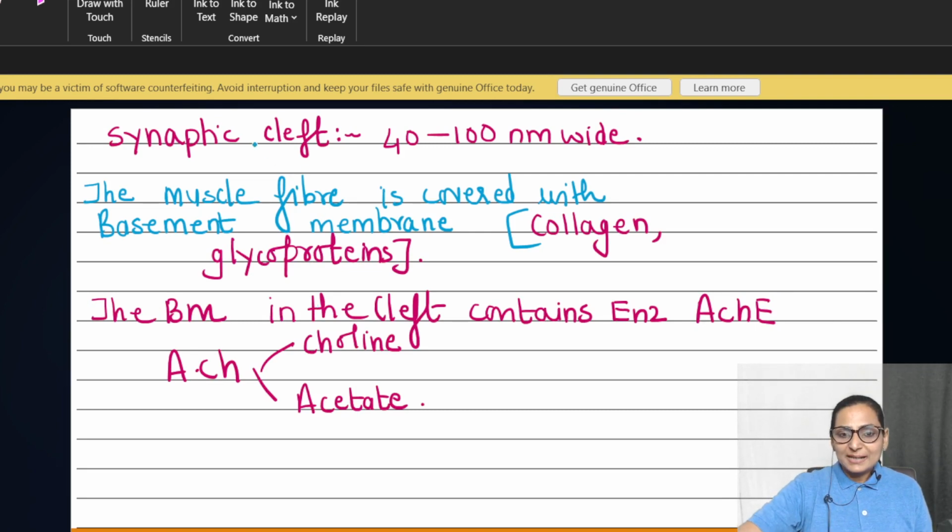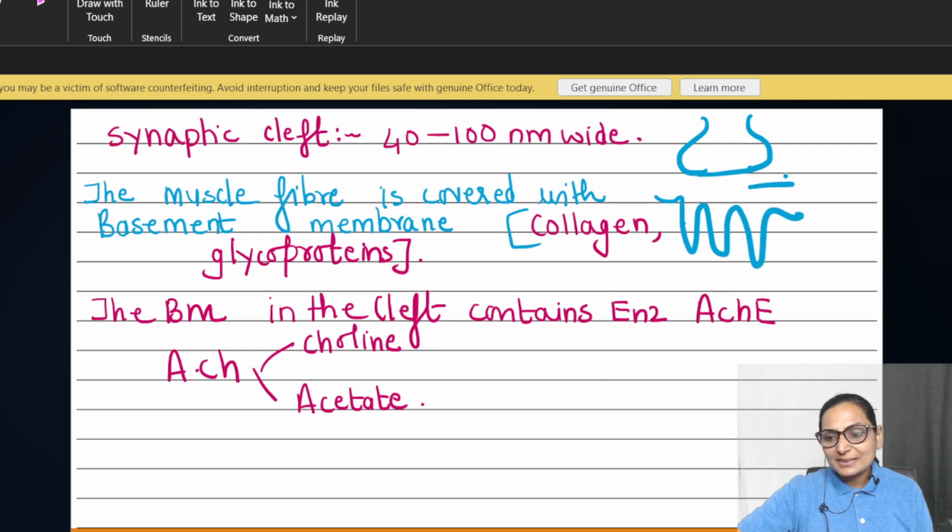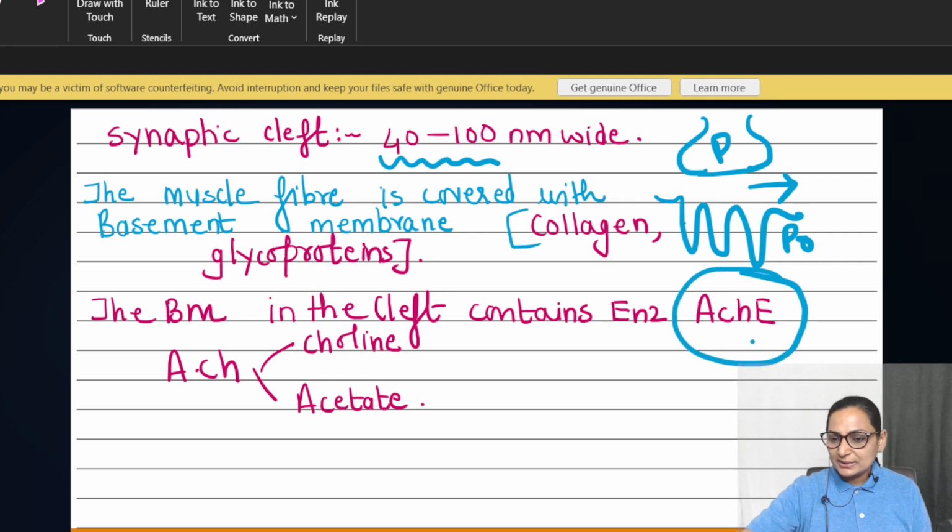As I told you, the synaptic cleft is also something to be known. It is a small space present between the presynaptic and the postsynaptic membrane, which is 40 to 100 nanometers wide. The muscle fiber is covered with the basement membrane, which contains collagen and glycoproteins. The basement membrane in the cleft contains a very important enzyme, acetylcholine esterase, that brings about the degradation of acetylcholine into choline and acetate.